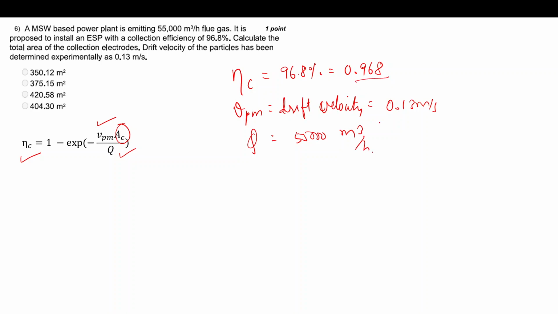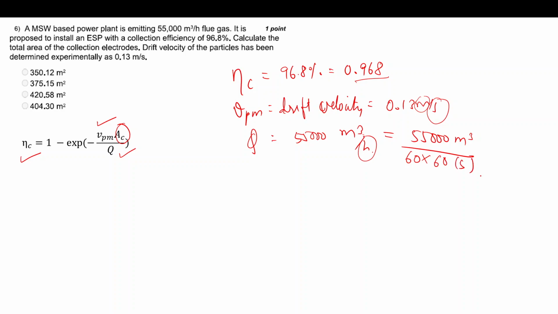Here meter is common, so you will get the answer in meter square, but the time unit is different, which is hour here and second here. So you need to convert one to the other. Let's convert hour to seconds. 55,000 meter cube per 1 hour has 60 minutes, and 1 minute has 60 seconds. So that is nothing but 3600 seconds.